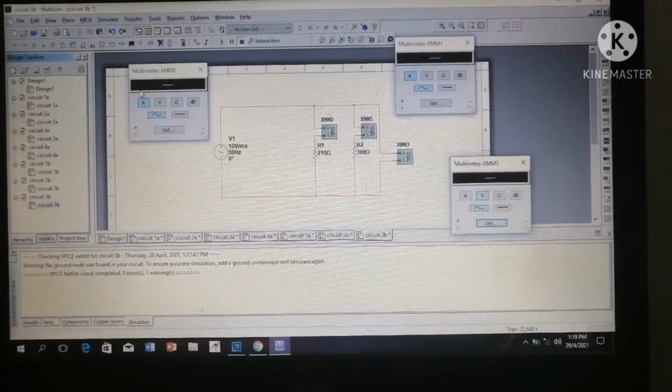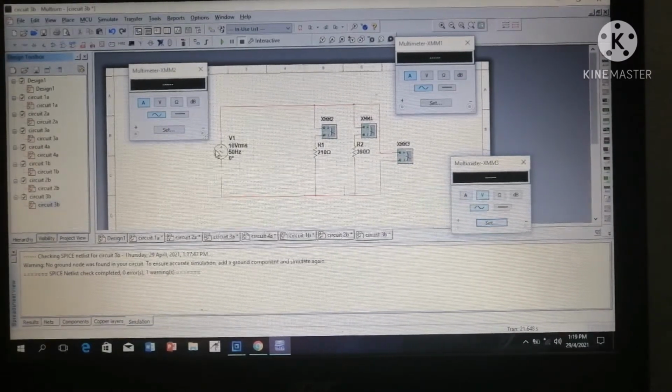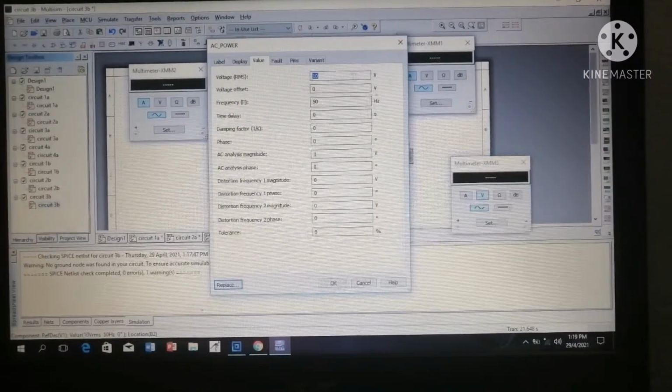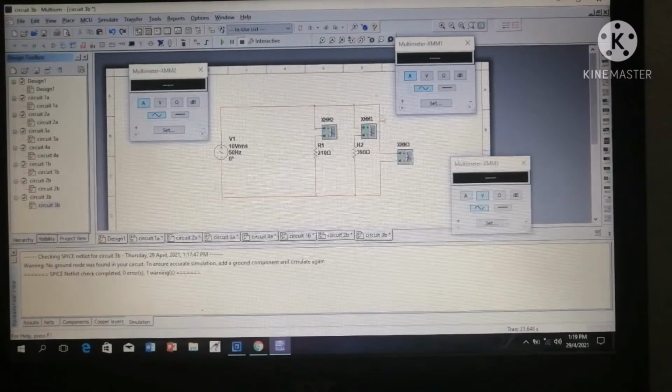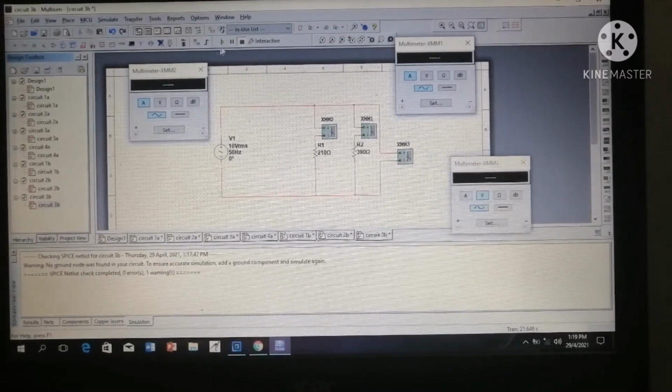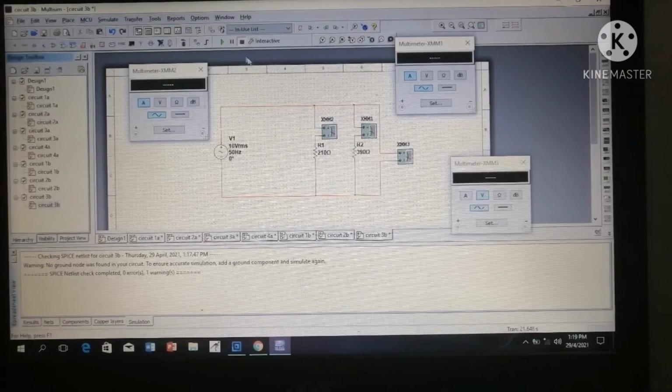For the last activity of our first lab, activity 3B, we still use the AC power supply, so we need to set the voltage to 10 volt and the frequency to 50 hertz. We have three multimeters, two to measure the current and one for the voltage, and also two resistors here, R1 and R2. Run the simulation.